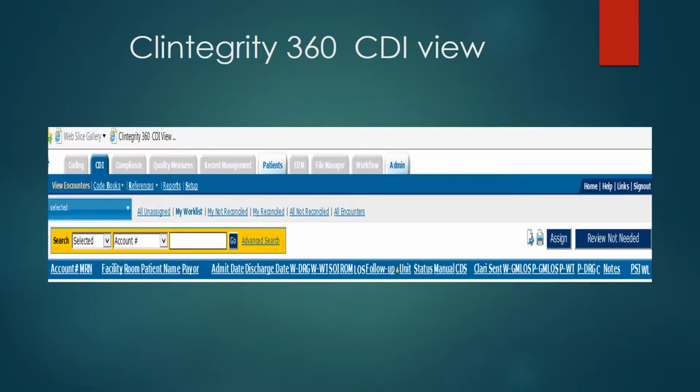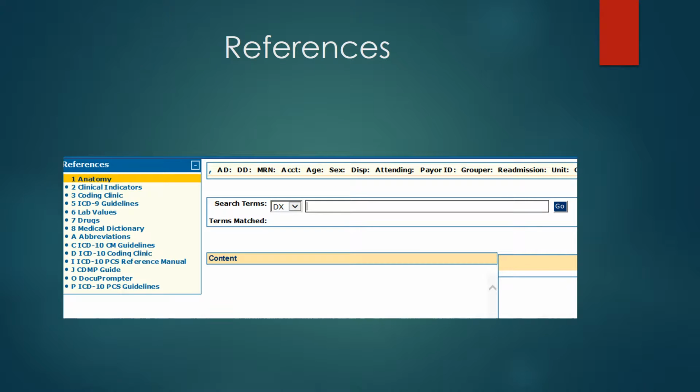At St. Vincent, we use a program called Clintegrity 360. It has an area where we can check on things, anatomy, when you're looking for where maybe something might be, maybe a specific tendon or bone that you can't exactly remember where it was because it's been a long time since you had pathophys or anatomy, also your drugs, abbreviations, that kind of thing.